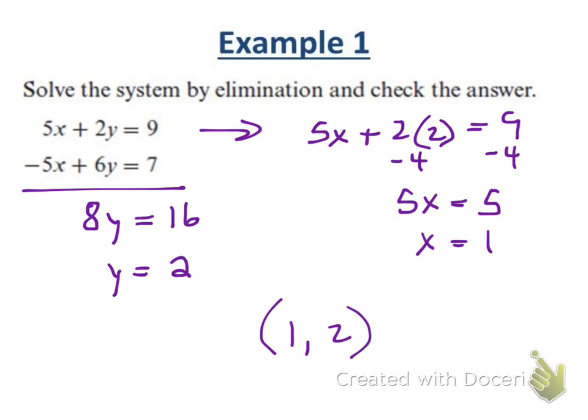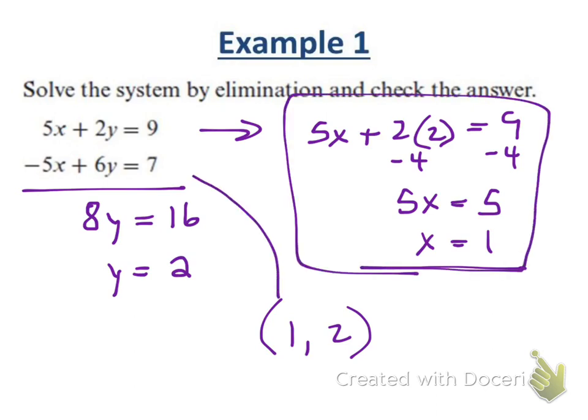Okay? Now, it would make sense, because we just got (1, 2) from using the first equation, to check this in the other equation. Is negative 5 times 1 plus 6 times 2 equal to 7? Yes. That's negative 5 plus 12, right? Negative 5 plus 12 is equal to 7. So this is a solution to that system of linear equations. So that's what the elimination method looks like.